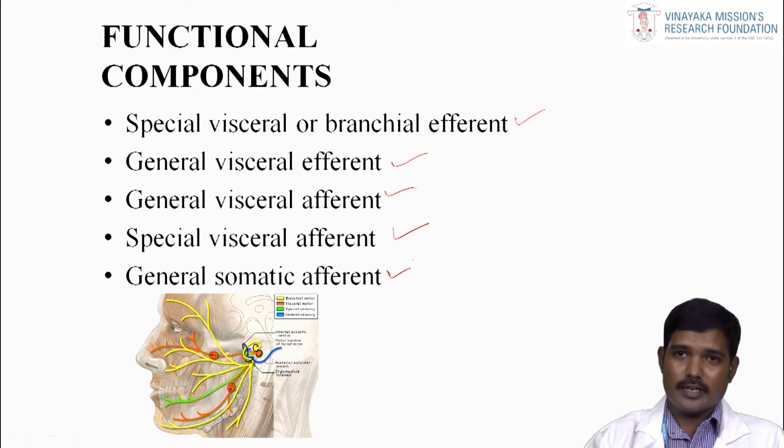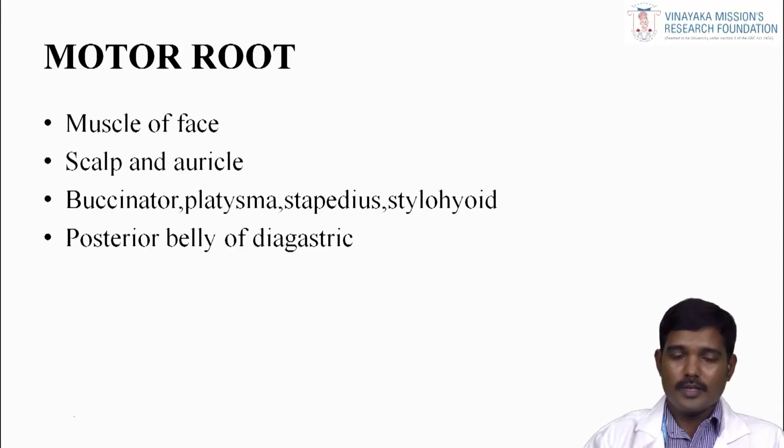It is not giving any direct branch to the ear, but it is communicating with the vagus branch. The motor root is responsible for muscles of the face, scalp and auricle, especially buccinator, platysma, stapedius muscle, stylohyoid muscle, and also the posterior belly of digastric.